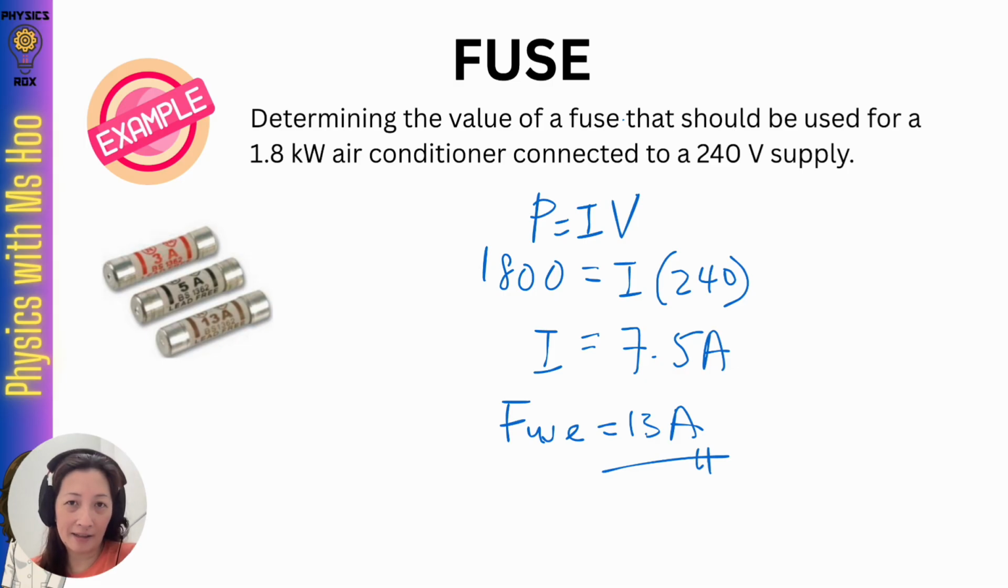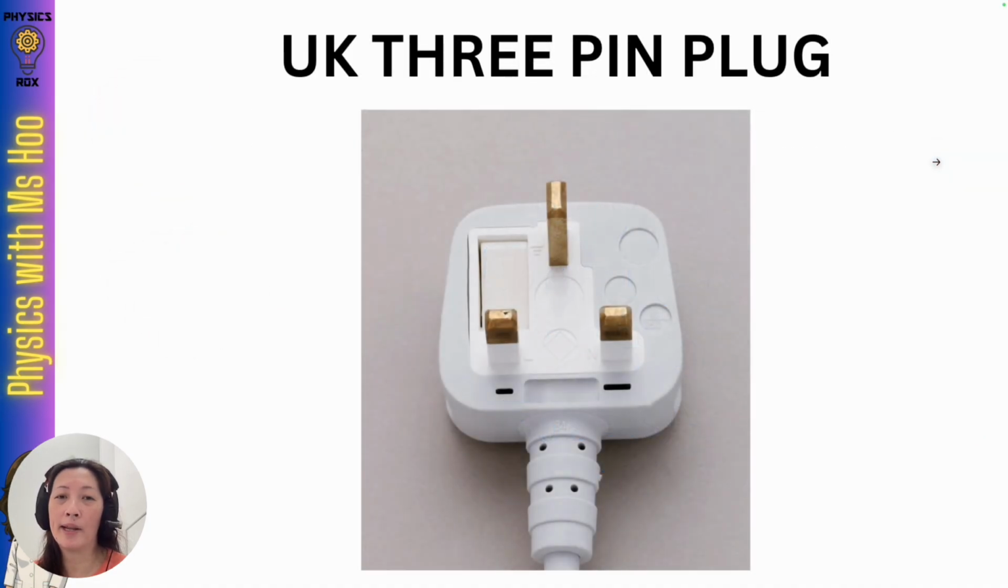It is not ideal, but given this situation, most manufacturers of the device, that means of the air conditioner like this, would have to allow current to flow through the device up to 13 ampere without the air conditioner spoiling. So 7.5 ampere is ideal, but the device still allows up to 13 ampere of current to flow through without spoiling the device. So this is how we can select the values of fuses that should be used in different devices. Now let's take a look at the 3-pin plug.